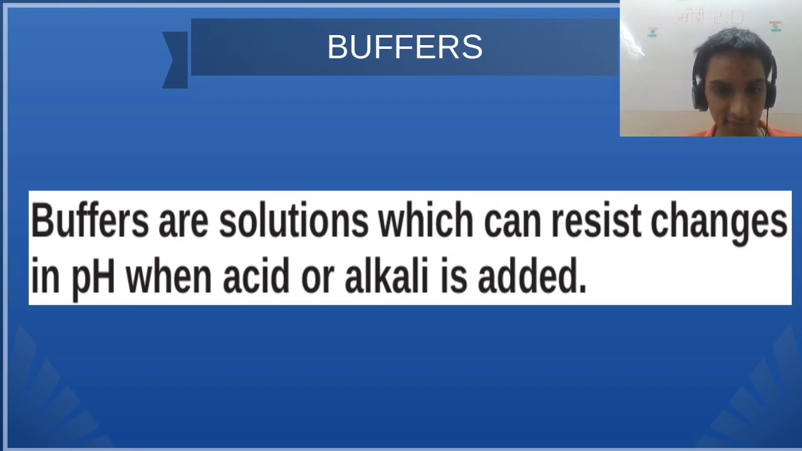Now what are buffers we will see. Anyway, we have dealt with pH and buffers in biochemistry, but still let me explain the details once again. So what are buffers? Buffers are solutions which can resist change in pH when acid or alkali is added. Simple. A buffer maintains the pH constant. There is no upper niche. It will be exactly 7.35 to 7.45, irrespective of whether you add acid or alkali.